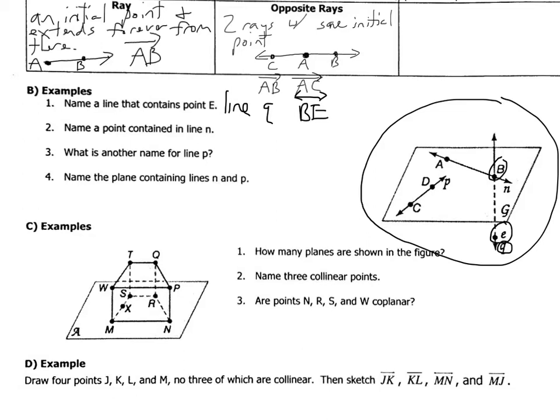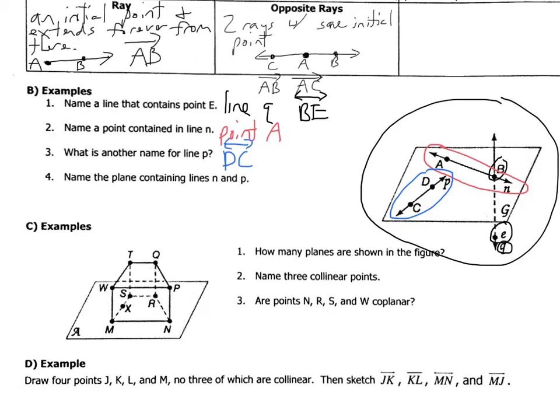2 says, name a point contained on line N. Well, line N is this one right here. It says, name a point on line N. So you have 2 options, either point A or point B. Number 3 says, what's another name for line P? So I look, line P is right here. So I pick 2 points and put the line symbol above it. Doesn't matter if you say CD or DC. That doesn't matter. But you need to put the line symbol above it with 2 arrows.